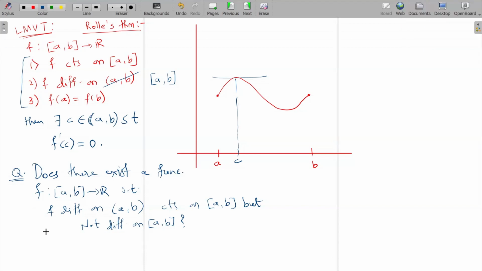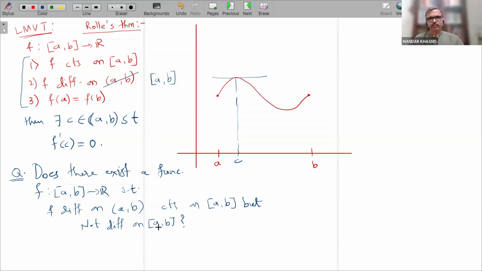What is the question? Does there exist a function on a closed interval such that it is differentiable in the open interval and continuous at the endpoints, but not differentiable on the closed interval? Yes. It means at endpoints it won't be differentiable, but except endpoints everywhere it is differentiable, and continuity is there even at endpoints.